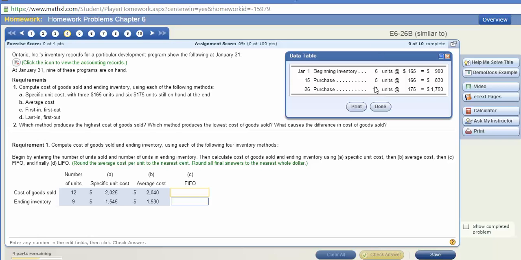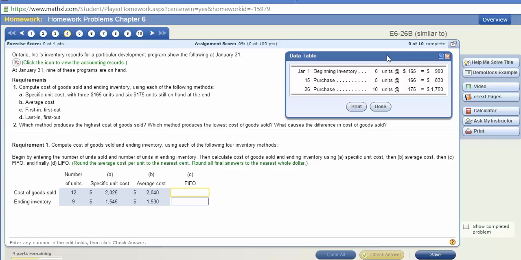That's an important distinction. That's one of the reasons we made it in class and in some of the previous videos as well. So we are going to look at FIFO here. Let's switch over and talk about what was sold. Okay, we know that 12 units were sold.